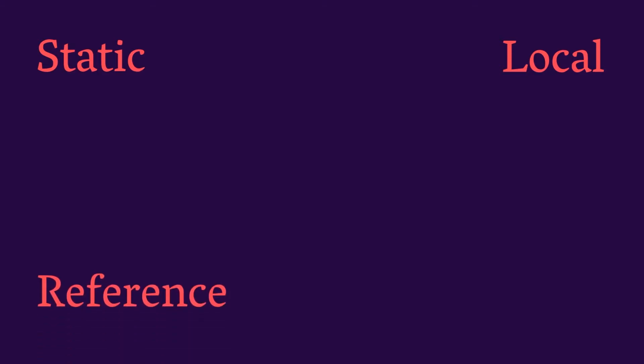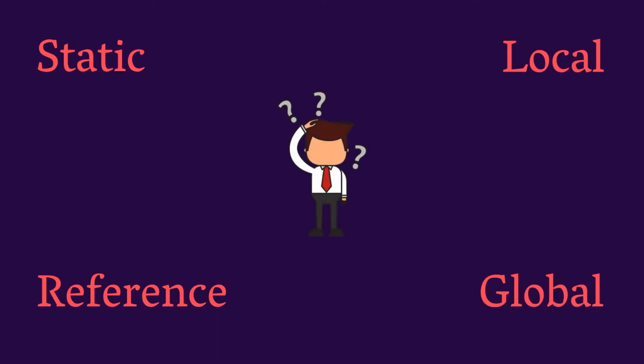So, like with everything else, there are many types of variables, right? You have your static variables, you have local variables, you have reference variables, and you have global variables. Confused? Well, don't be confused. I know it seems a lot to take in right now, especially if you're a beginner, but as you practice more and more, things will become clearer, okay?